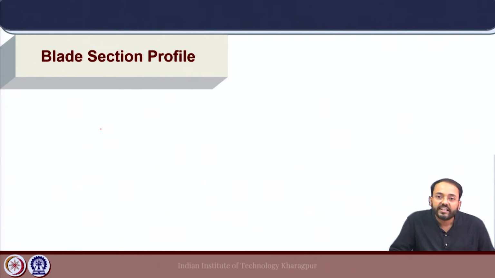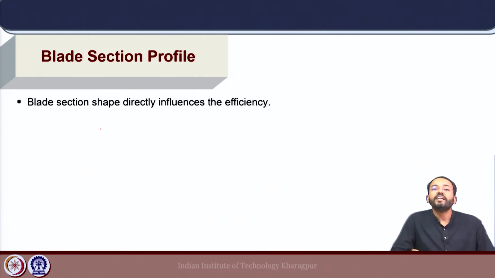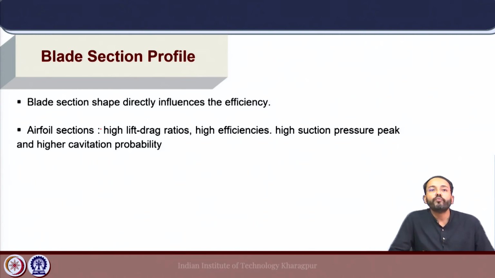The next factor is the blade section profile, which has a strong influence on the propeller performance and its efficiency. So, we have studied airfoil sections, which typically have very high lift to drag ratios, which lead to high efficiencies in general, and also they have a high suction pressure peak, which increases the cavitation probability.